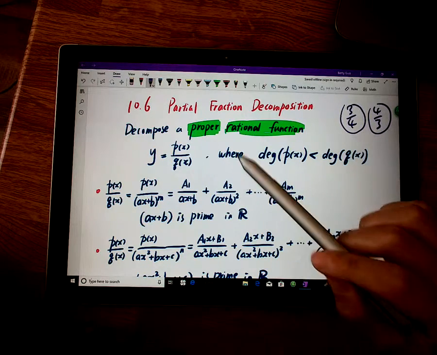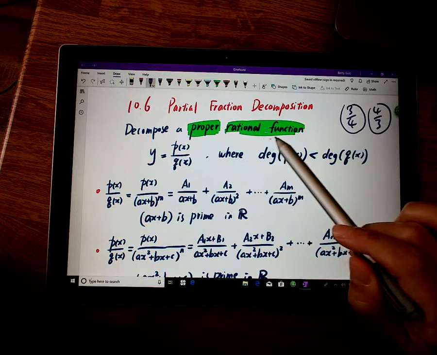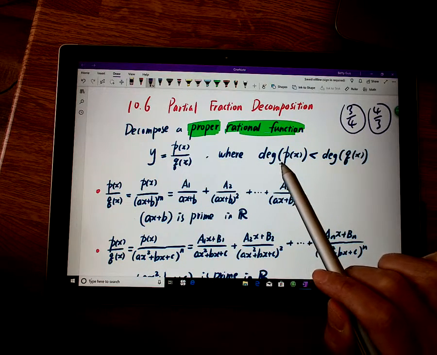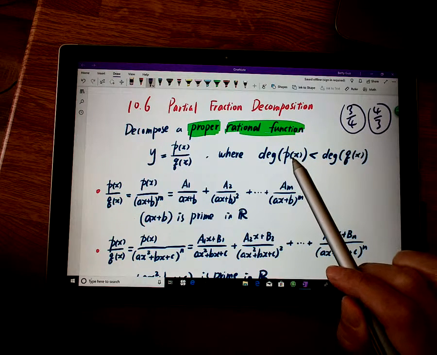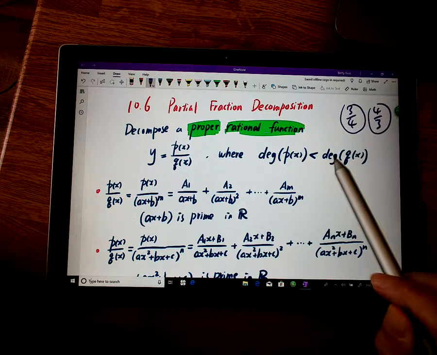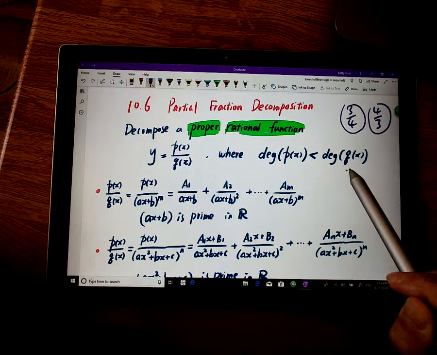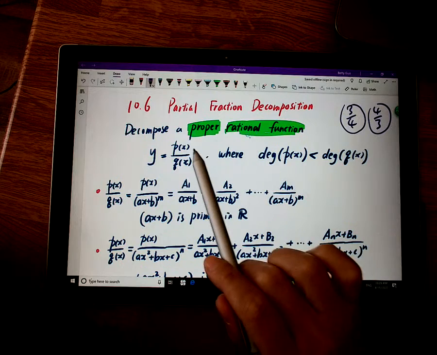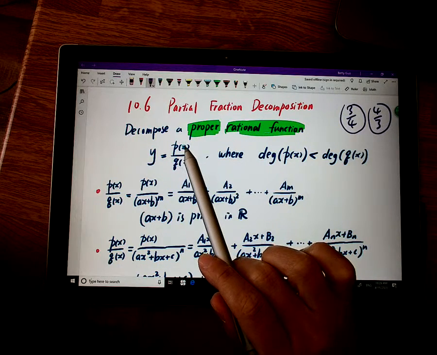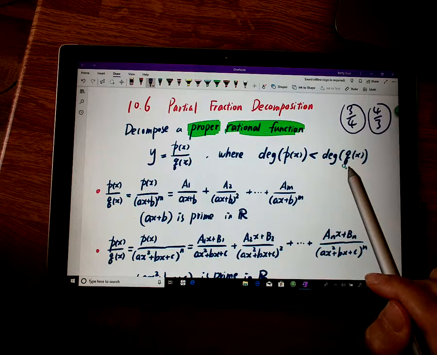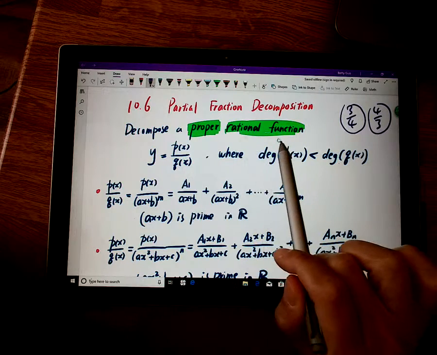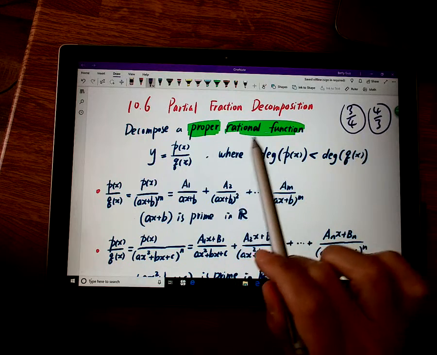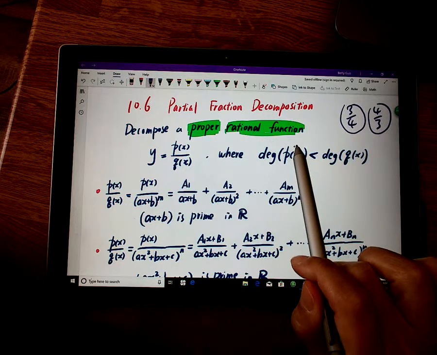Same idea, very similar. A proper rational function is a rational function in which the degree of the numerator, which is a polynomial, remember, is strictly less than the degree of the denominator. One more time: if the degree of the numerator is less than the degree of the denominator, then the rational function is a proper rational function. In this section, we deal with proper rational functions.